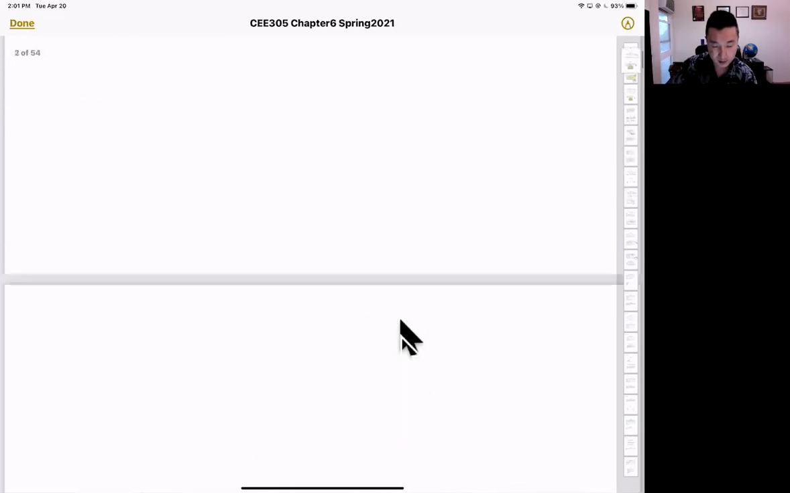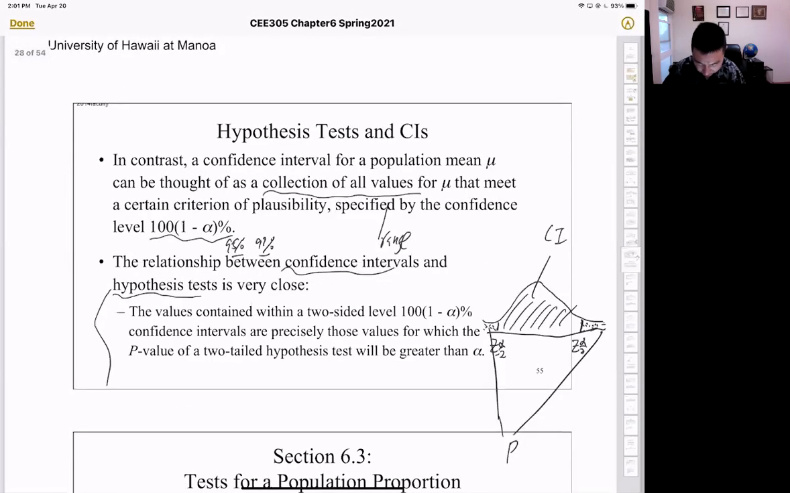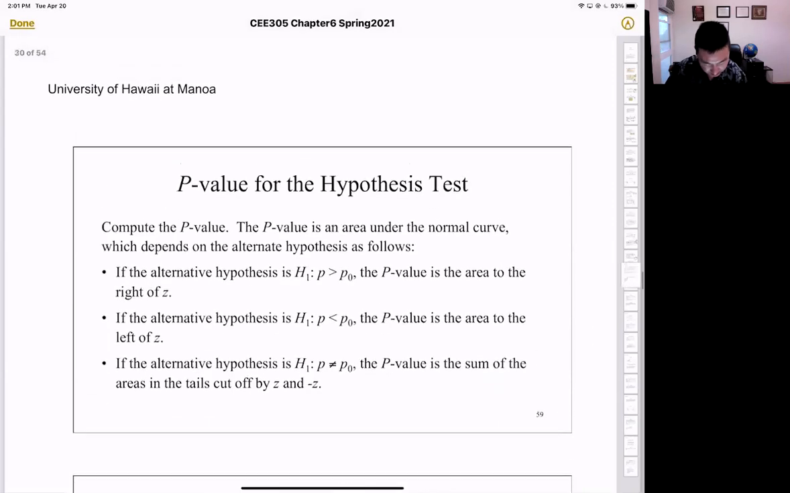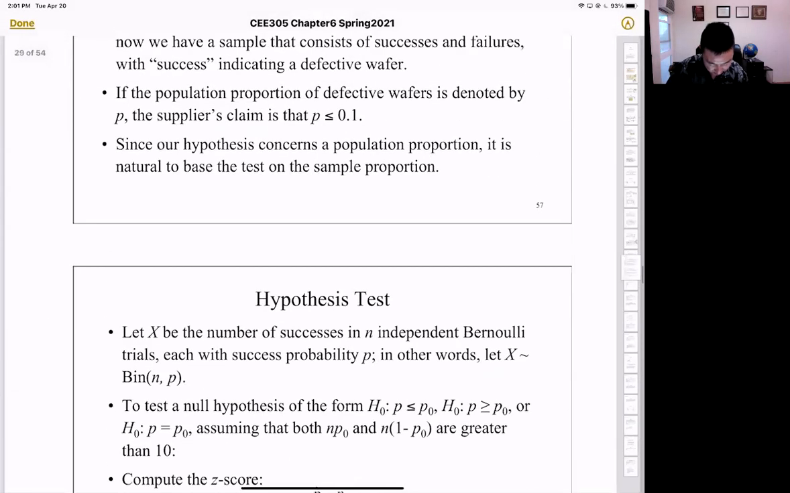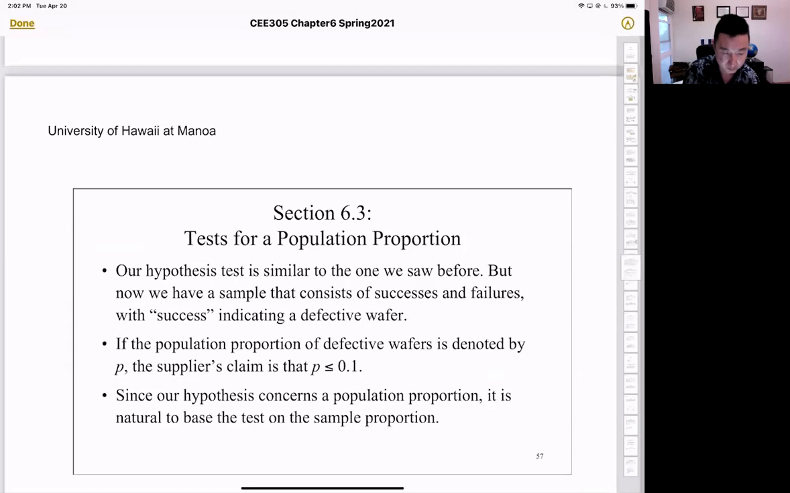Okay, hold on a second. Sorry, again, the right page. Section 6.3. All right, it's here.